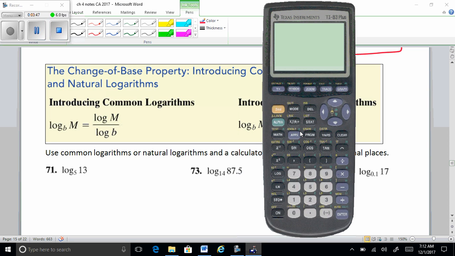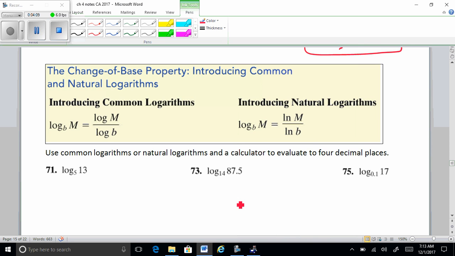So you're going to want to get used to using this one. But like I said, if you don't have access to this one, your phone should be fine. If you have an Android, you can download this calculator for free. iPhone doesn't have this one, but you can get something similar that will do the same thing for you.